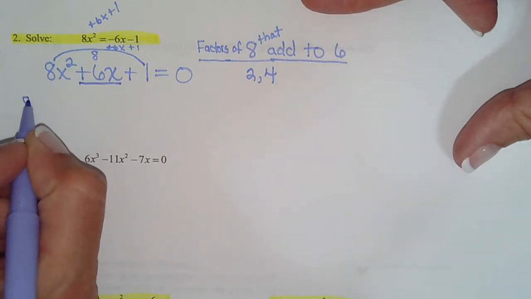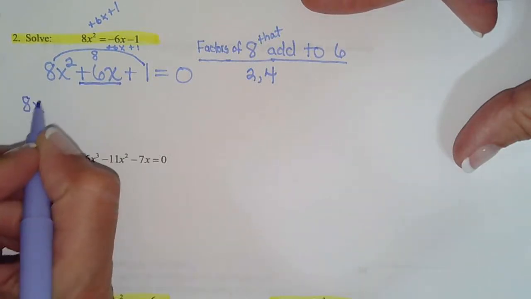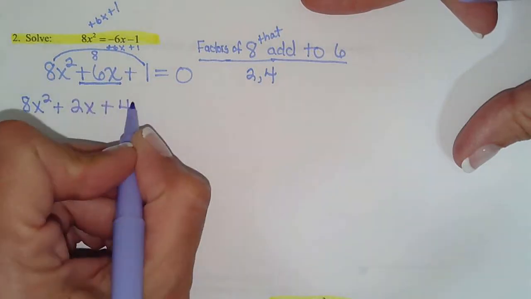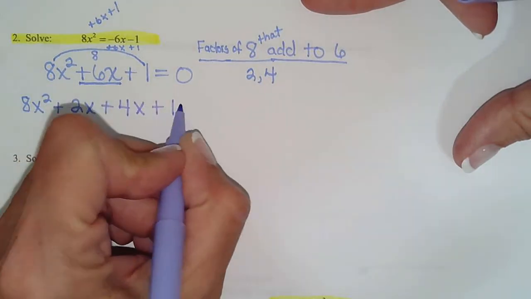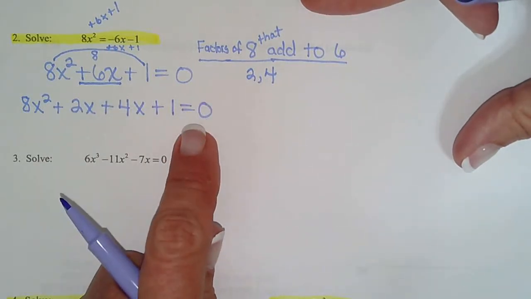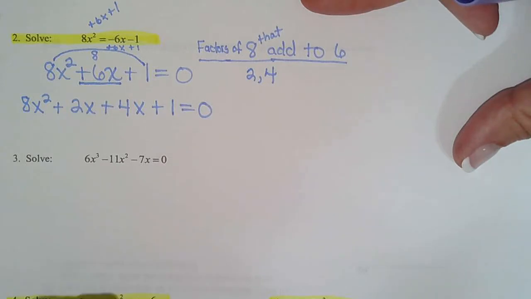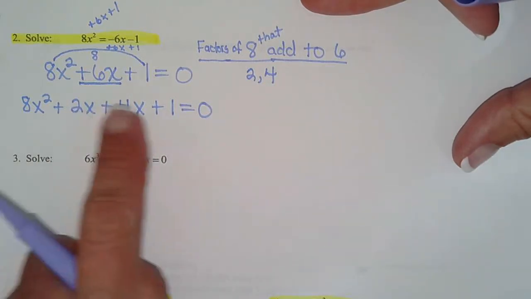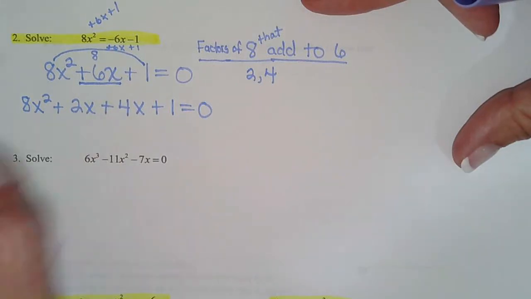And order doesn't matter. Just make sure it has the same variable. So 8x squared plus 2x plus 4x plus 1 equals 0, and keep that 0 there because that's your reminder. Oh, I have to set it equal to 0 at the end and find the solutions. And remember, order doesn't matter. You could add 4x plus 2x or 2x plus 4x.